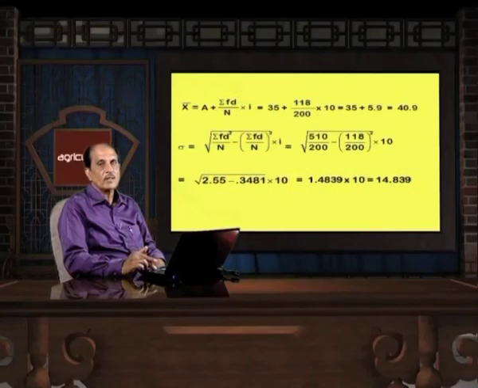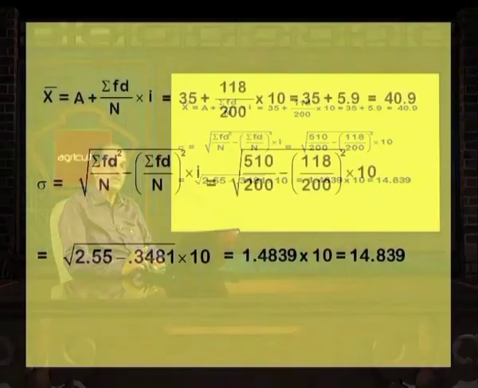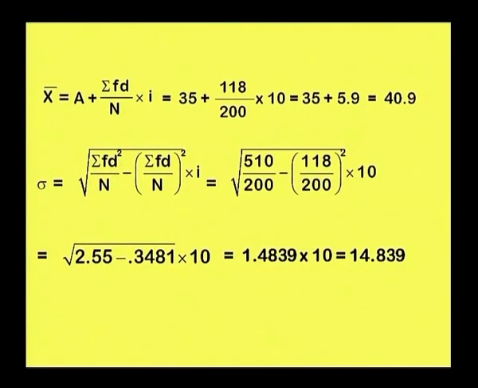Now, first of all, we have to find the actual mean. The formula is: actual mean is equal to a plus summation f d divided by n, multiplied by i, where a means assumed mean. Now we substitute the values. 35 is the assumed mean, 118 is the summation of f d and 200 is n. We divide 118 by 200 and multiply by 10, so we get 35 plus 5.9, that is 40.9. So, 40.9 in this problem is the actual mean.